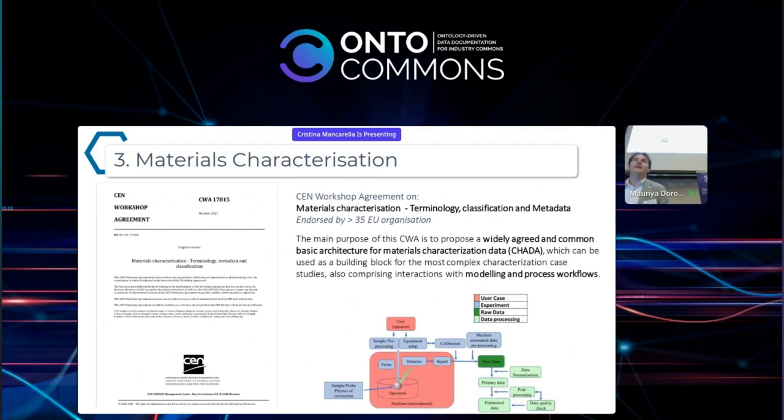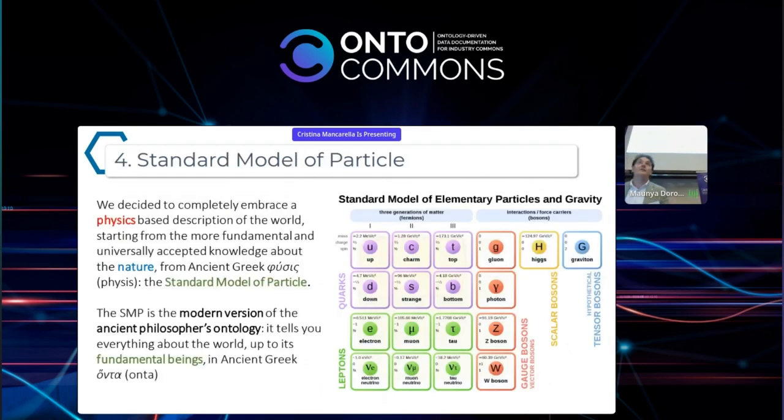So these standards are bubbling up, so are generated by the community without any particular requirement. Here, there is another important standard that I already mentioned, the standard model of particles.